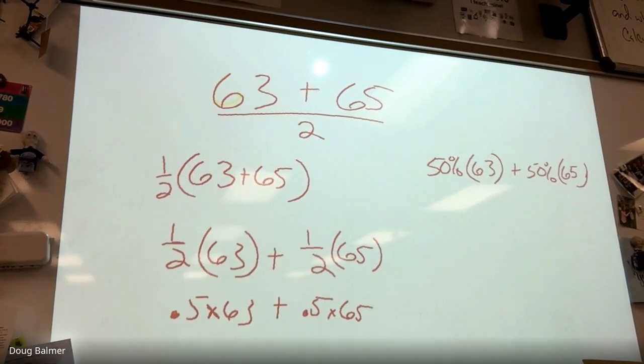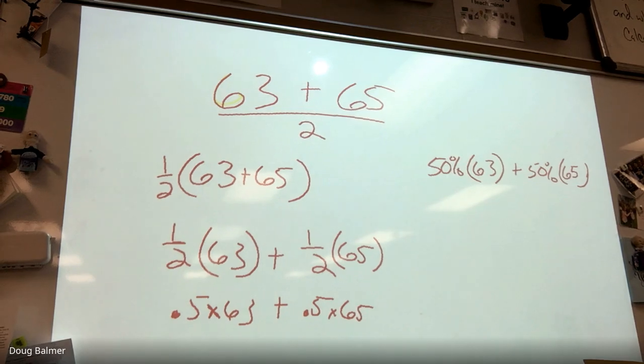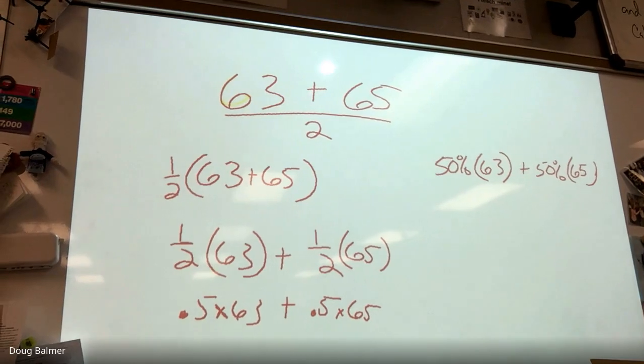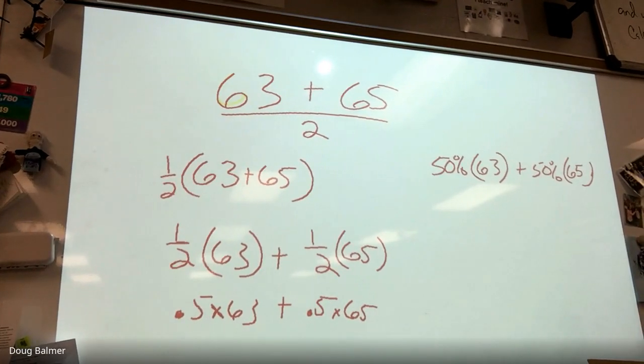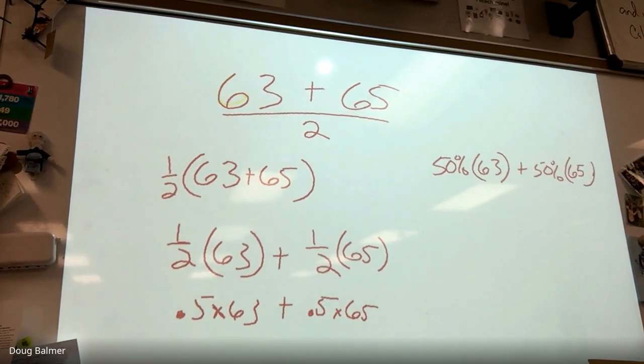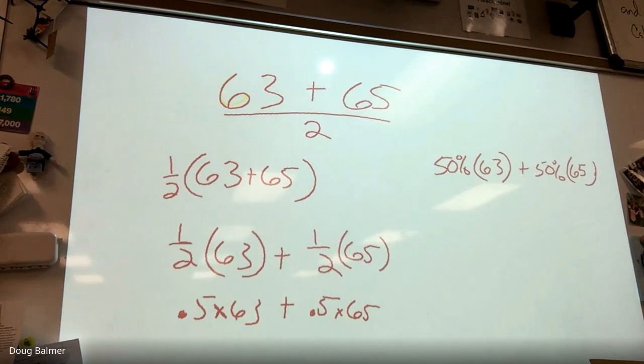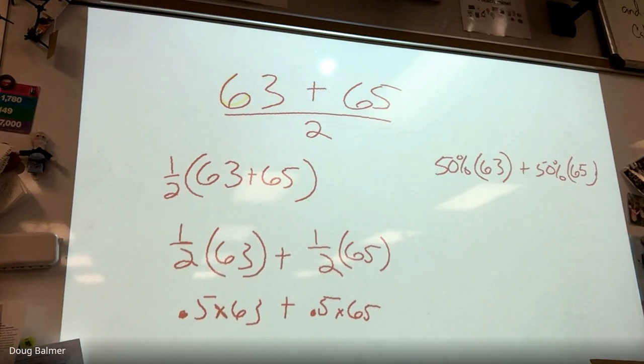50% of 63 would be what? 31.5? Half of 65 should be 32.5. Yeah, I think we get 64. It's just a different way of thinking of an average. So this is called a simple average, an arithmetic average. You add things up, divide by the number. In this case, it's 2. That's the same thing as saying 50% of my average is number 1, 50% of my average is number 2.